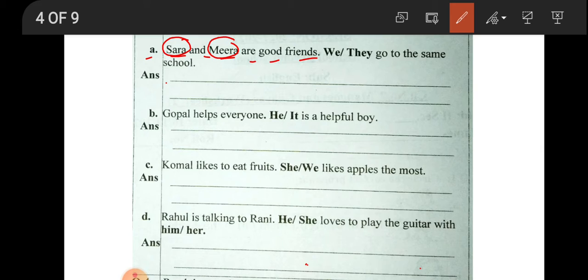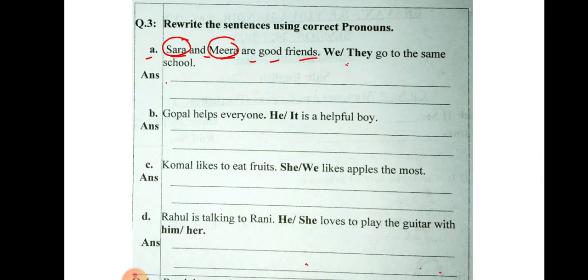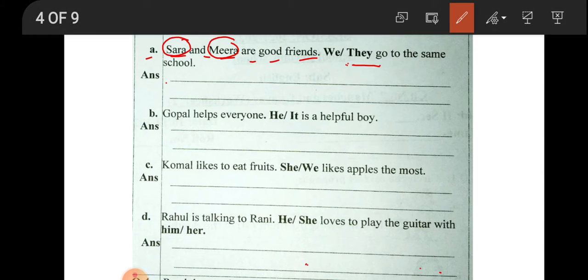So I am saying that Sarah and Meera are good friends. They go to same school. So you have to use the pronoun they. You will use the word they, and don't use the word we. And again you write the entire sentence as it is.